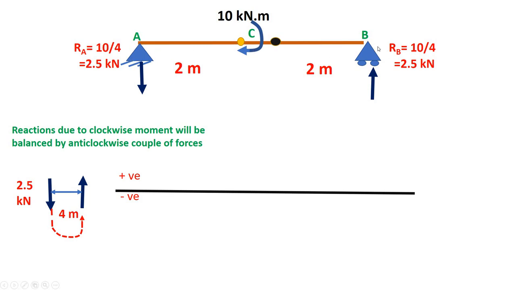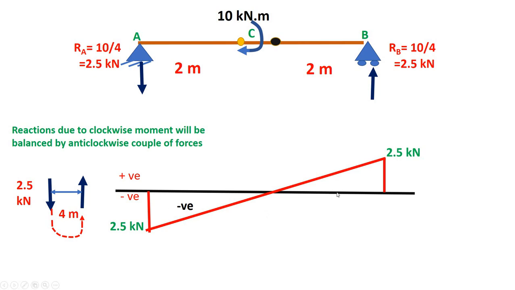Do we have any shear in between A and B? We don't have any shear. So we have only two values, one is minus 2.5 and another one is positive 2.5, right? So shear changes from minus 2.5 to plus 2.5, negative over here, positive over here. Now let us draw the bending moment diagram.